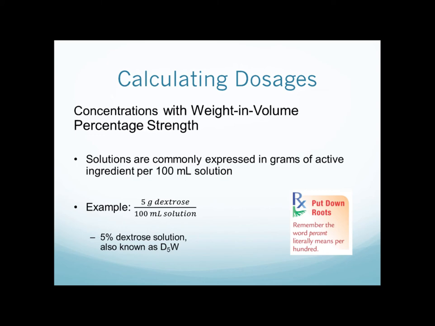Sometimes you have a product that is a solid that is dispersed in a liquid, and those might be described as percent strength, or a product that has a concentration that's weight in volume. Usually those solutions are expressed in grams per 100 mL. That's where you get the percent, per 100. So an example is D5W, or dextrose 5% solution, which is 5 grams of dextrose in 100 mLs of solution.